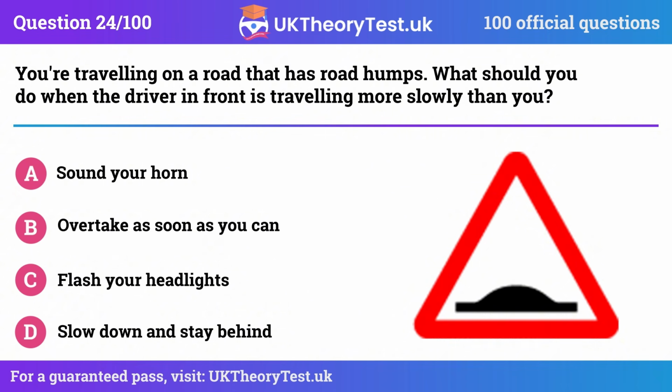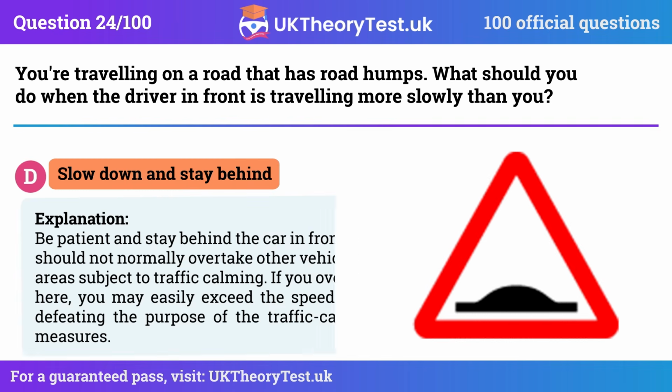The correct answer is D. Slow down and stay behind. Explanation: be patient and stay behind the car in front. You should not normally overtake other vehicles in areas subject to traffic calming. If you overtake here, you may easily exceed the speed limit, defeating the purpose of the traffic calming measures.